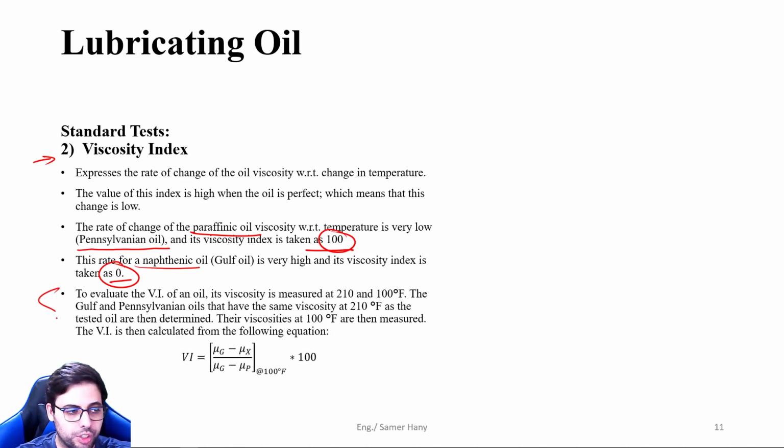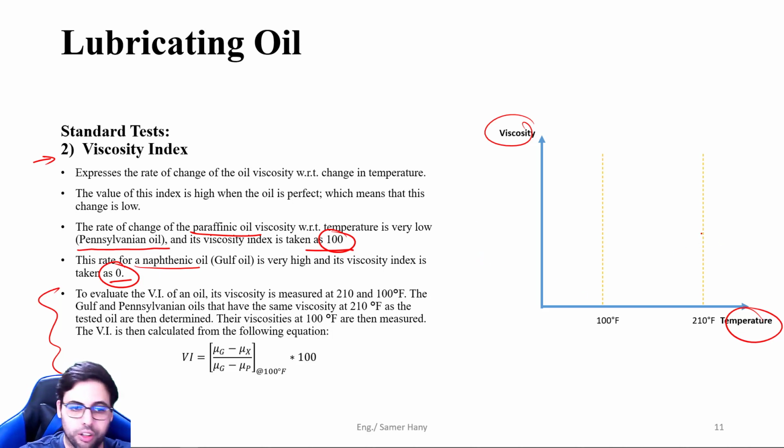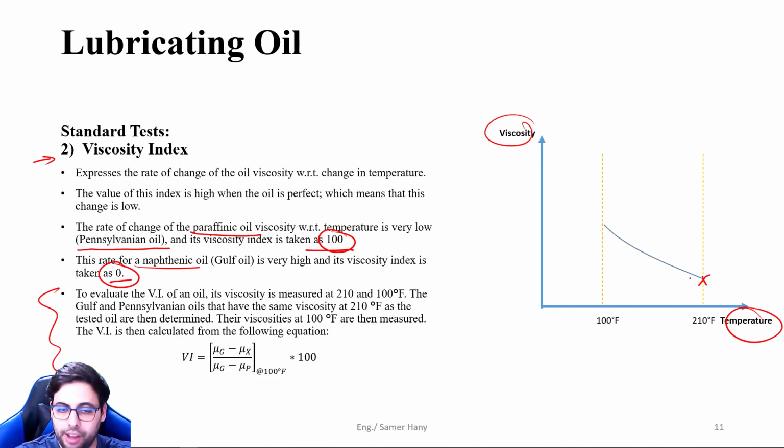Okay, so how do we measure this viscosity index? Let's discuss this on the graph. It will be easier to visualize. So we have this viscosity temperature graph, and we start at 210 Fahrenheit, and then cool our oil to 100 degrees Fahrenheit. Okay, so let's start at this point. This is our oil X, and it started at this, let's say, mu X at 210. So this is our viscosity at the initial point before cooling down.